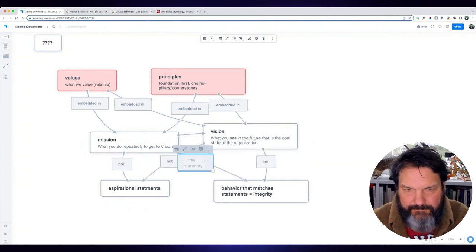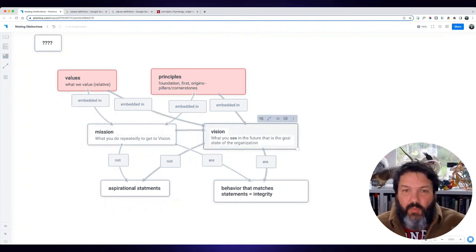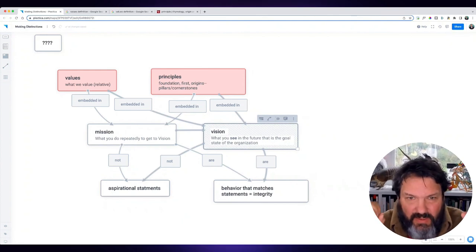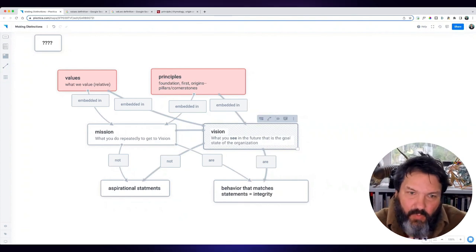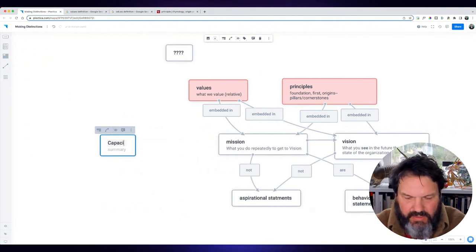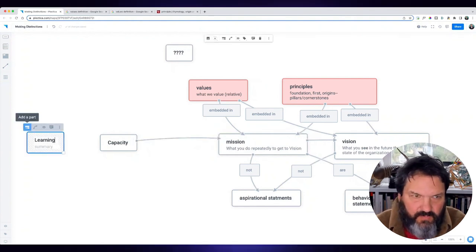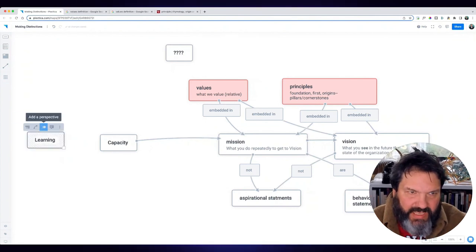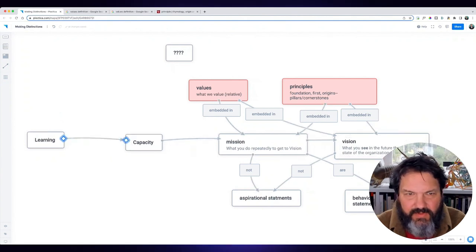So in other words, what we want to really do is cause our organization to focus on its principles and what it values by focusing on its vision, what it sees in the future, and its mission, what it does repeatedly to get there. And then, of course, we add capacity, which is the ability to do mission, right? And then we add learning, which is building mental models that reflect reality, which drives capacity. And so that's where we get our V, M, C, and L there.